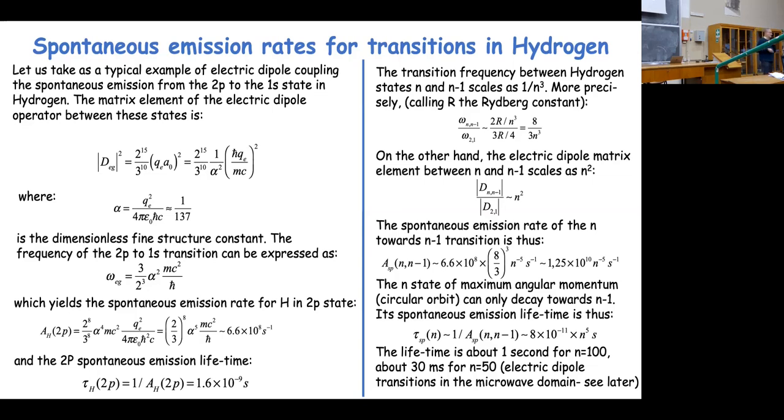And when you put the figures together, you find that if you look at the Bohr orbit with n equal 100, the electron on this circular orbit radiates with a lifetime of about 1 second. So if you were able to excite the atom in the n equal 100 state, it will stay there for about 1 second before decaying. And if you take n equal 50, you find 30 milliseconds. The reason why I mention this is that in the last lectures, I will be discussing experiments performed with Rydberg atoms in very excited circular states. And so typically the lifetime will be in the 30 millisecond range.